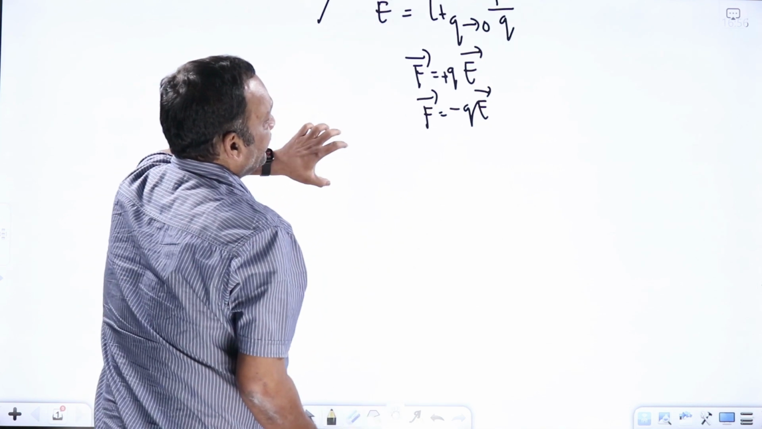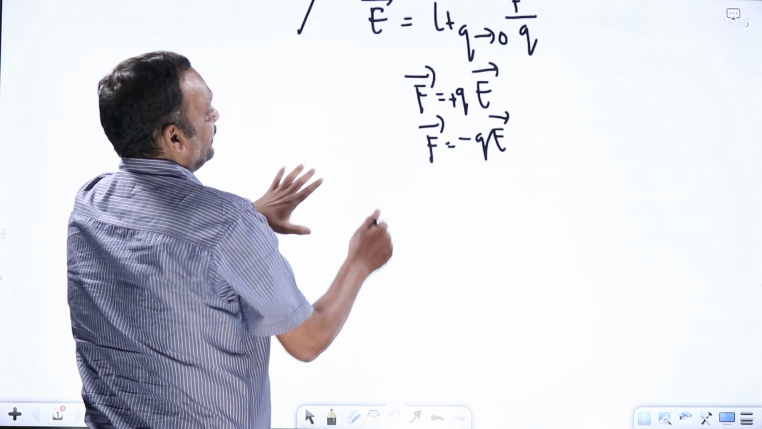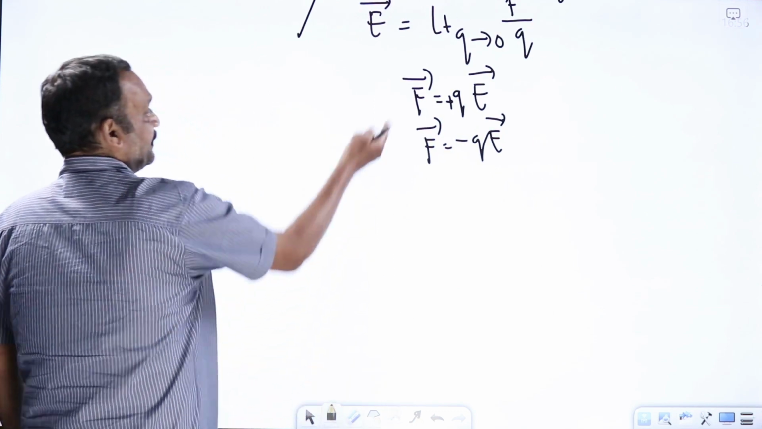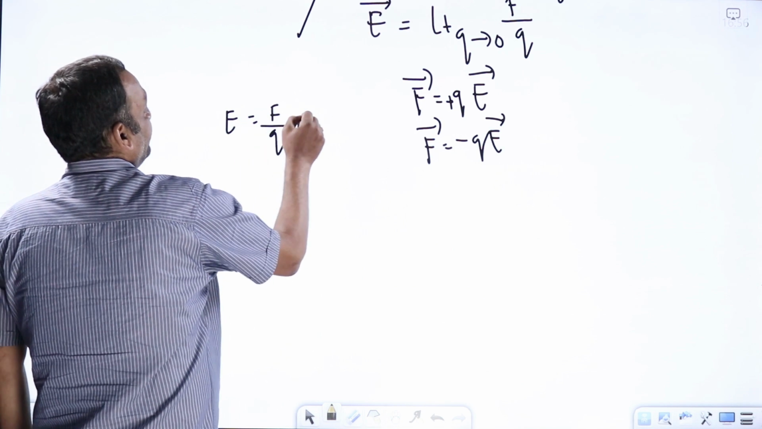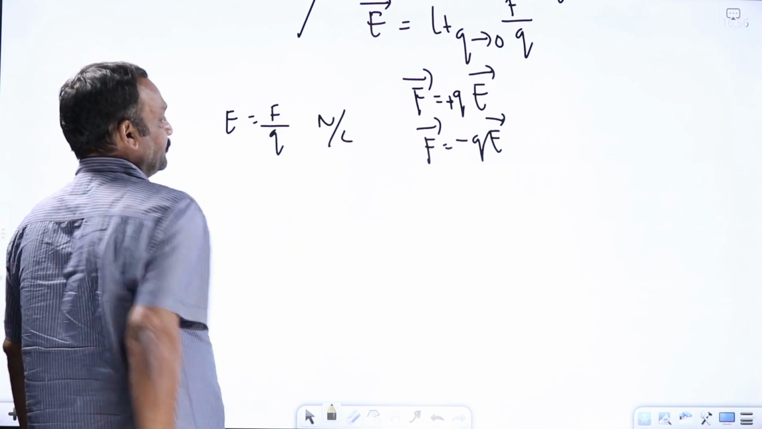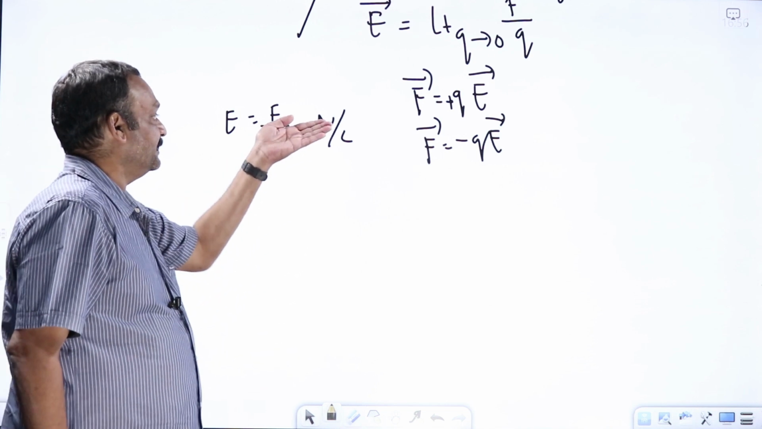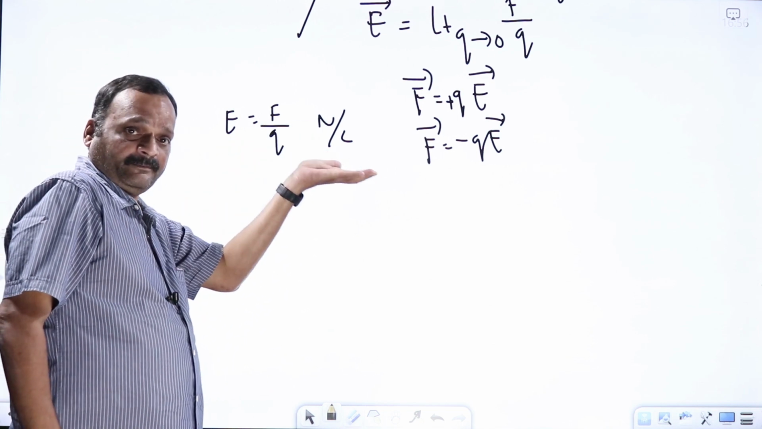Now what is the electric field due to? What are the units of that electric field? Electric field units are from this formula. Electric field units are F by Q, means Newton per Coulomb. So Newton per Coulomb is the unit of electric field from this formula.